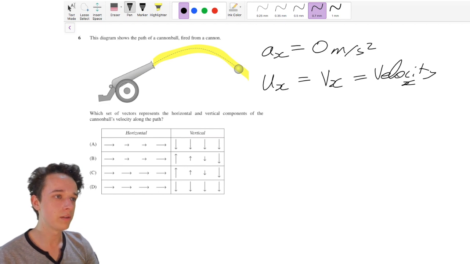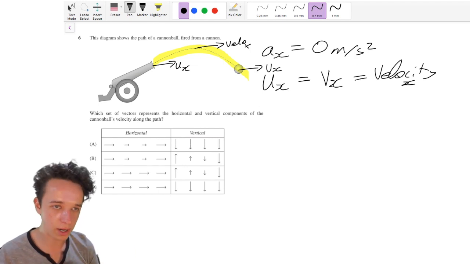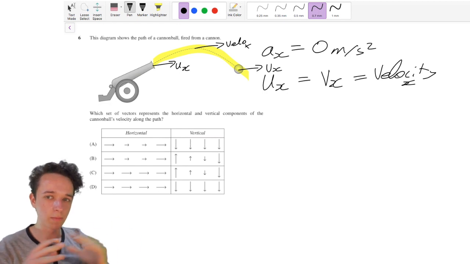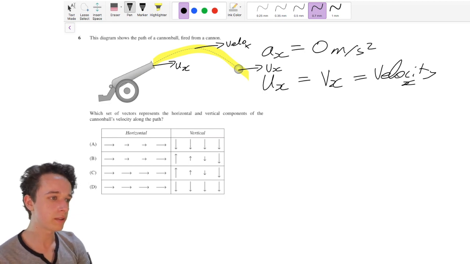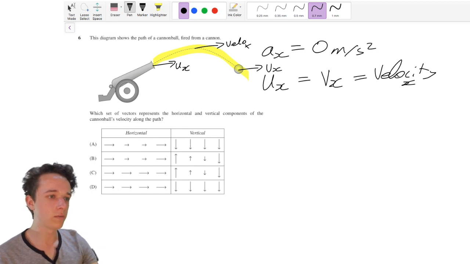So the velocity here is equal to the velocity here is equal to whatever other velocity in the x direction here. So the velocity in the x direction is constant throughout. The length of the vectors representing the horizontal component of the projectile's motion should be constant at each point in the projectile's path. So this first column here is representing the horizontal component of the velocity, and we want the horizontal component of the velocity to remain constant throughout the entire projectile's path.